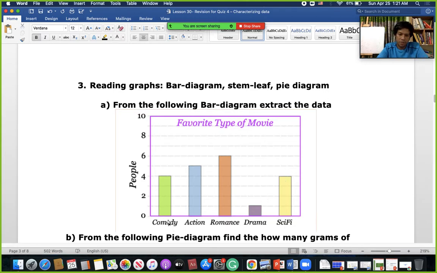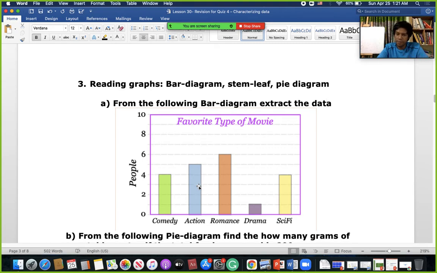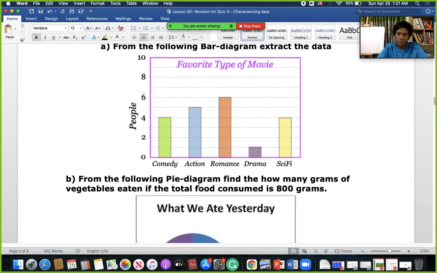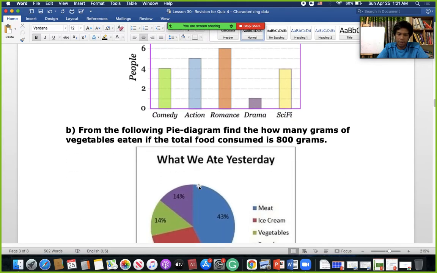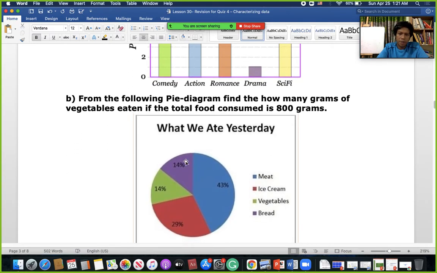For example, first question is comedy. How many people say their favorite is comedy? So you have 4 people. So comedy, 4 people. Like this, action movie, there are 5 people who like the action movie. Like this, you have to find out the data from the given bar diagram.